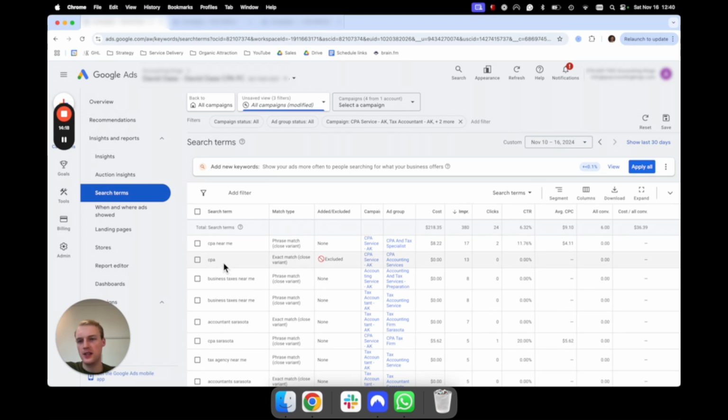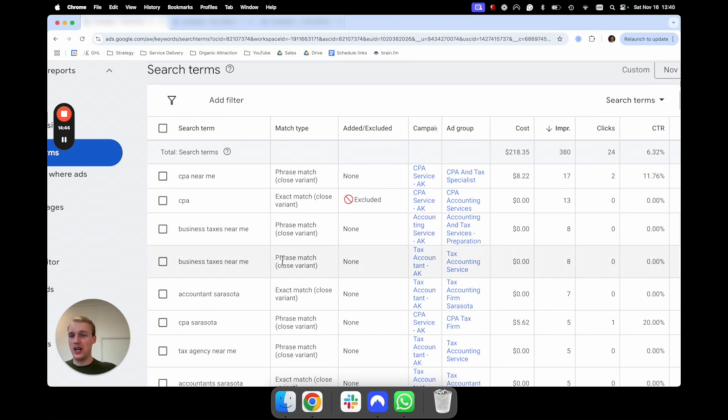The reason why we actually negative out CPA over here is because it doesn't really show a lot of intent. And the main thing that you want to focus on with those search terms is that it shows intent. With CPA, maybe someone is looking for a photo of a CPA. Maybe they want to work for a CPA, have an internship, just ask simple questions. So it's extremely important that you really filter on intent. So for here, for example, business taxes near me is a really good one.